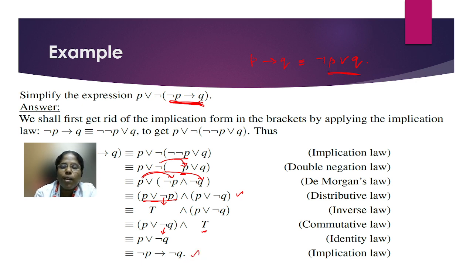After you got the answer, you can check whether both the expressions are equivalent or not. For that, you can draw a truth table and check whether you are getting the same truth values. If you have made any mistake in between, you can identify it at last. Okay, that's all for this problem.